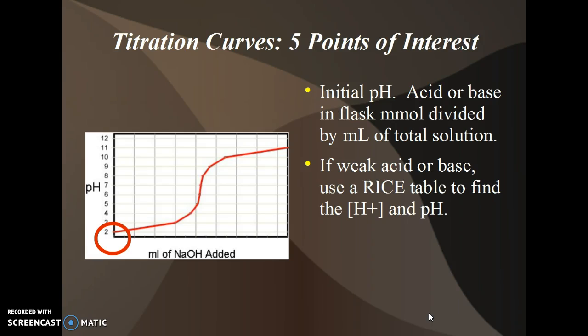The acid or base in the flask, you divide the number of millimoles by the total milliliters of total solution. If it's a weak acid or base, you'll probably need a RICE table to find the hydrogen ion concentration using the Ka or Kb.